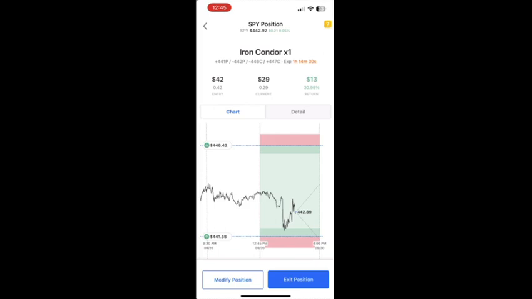So again, another opportunity to possibly think about taking this trade off. In this case, you'd have a pretty decent return of about 30%, and you don't have to risk the rest of this trade.